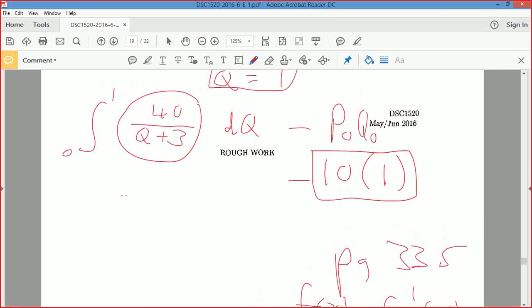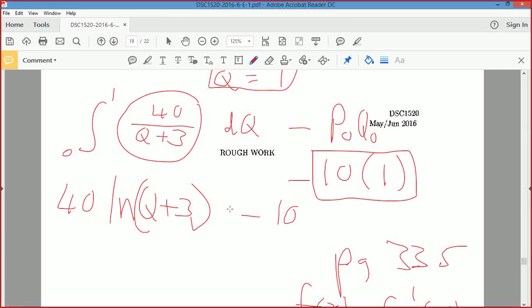So let's put that in. Ln q plus 3. Okay, the 40 was a constant, so the 40 stays there. And then dq drops because now you found the integral, and then you'll have minus 10 times 1 is 10. Okay, so that's what I've got over there. That's the integral. And I'm looking for 0 to 1.